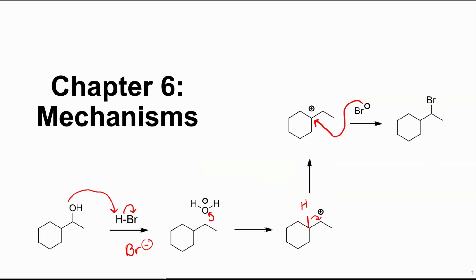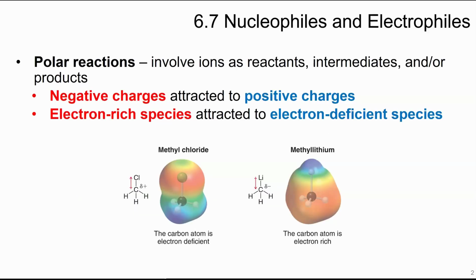What we mean by mechanism is the arrow pushing, so you can see how electrons are moving. These usually involve polar reactions. Polar reactions involve ions as reactants, intermediates, and/or products. The negative charges are attracted to positive charges, so it's the opposite attract principle. Electron-rich species are attracted to electron-deficient species. So if it doesn't have electron density, it wants to go where there is electron density.